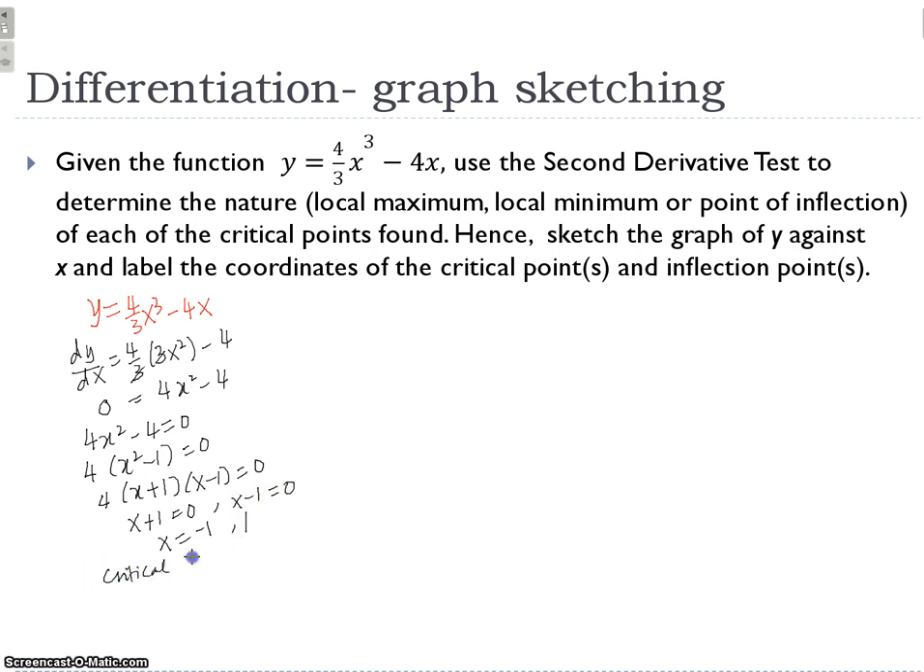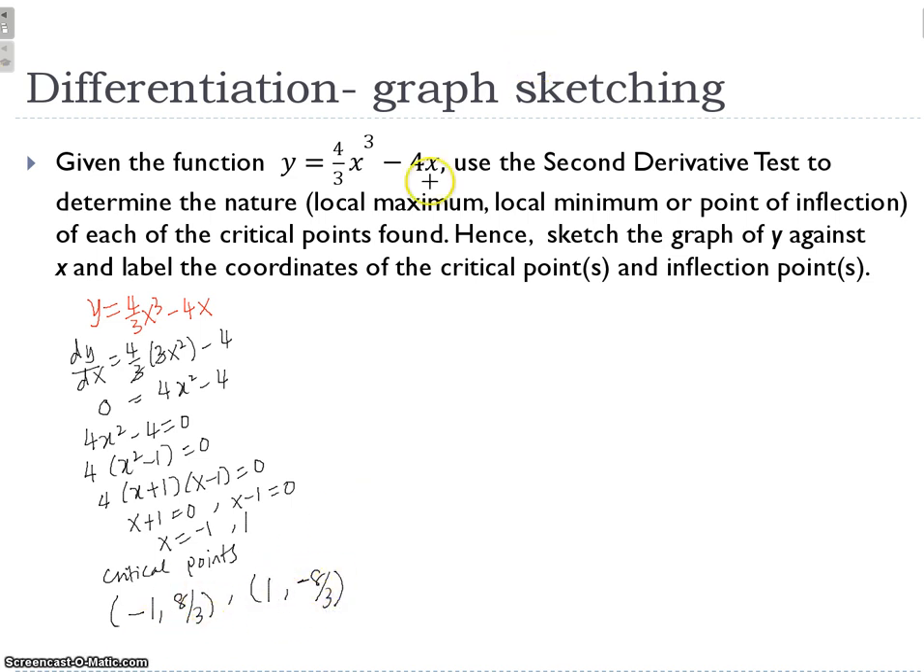To find the critical points, we will substitute x equals -1 into the original function. If you substitute, you will get 8/3. You substitute 1 into this function as well, you will get -8/3. So you have two critical points here.